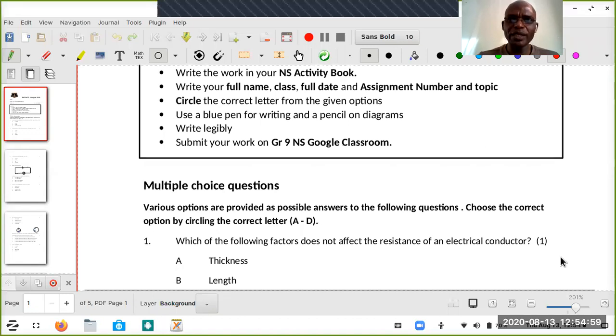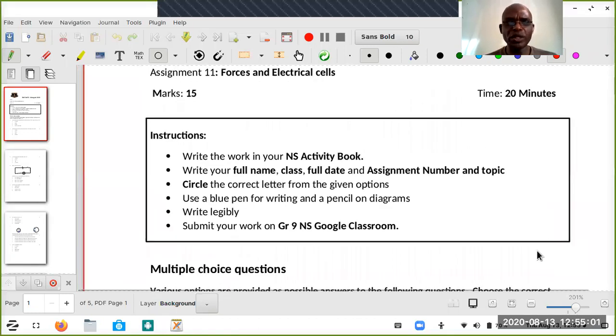Before you start answering questions, make sure that you go through the instructions. Guidance instructions are very, very important. Failure to follow the instructions simply means you're going to lose a lot of marks. So make sure that you follow the instructions.